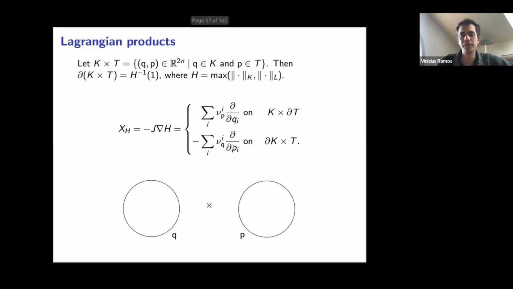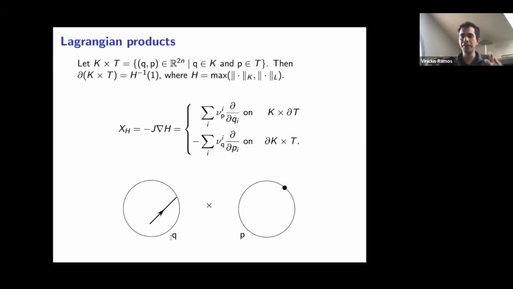So we can draw the diagram. This is not really the boundary of K times T, it's just a representation of it. If you're in the boundary of K times T, you're either anywhere in K and on the boundary of T, or you're anywhere in T and on the boundary of K. Let's suppose that I start with a point on the boundary of T and somewhere in K. If I flow by my vector field X_H, then I have to look at the normal to T here, and then I have to flow q in that direction, until I hit the boundary of K.